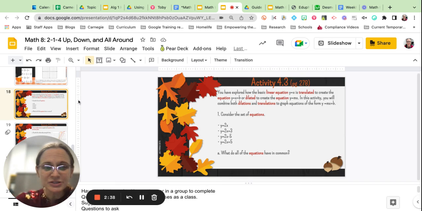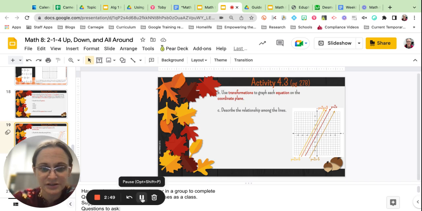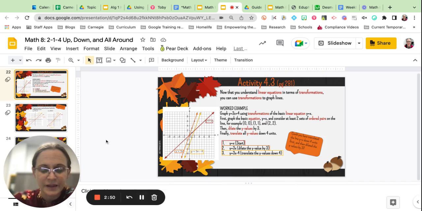Day 2 has more opportunities to explore transformations of linear functions. As you can see here, they're looking for relationships between these equations and how those differences are reflected in the graphs of those equations. In this example, students look at both a dilation of the line, which changes the slope, and a translation, which changes the y-intercept.